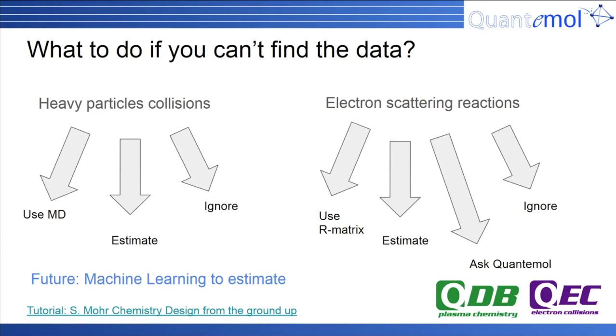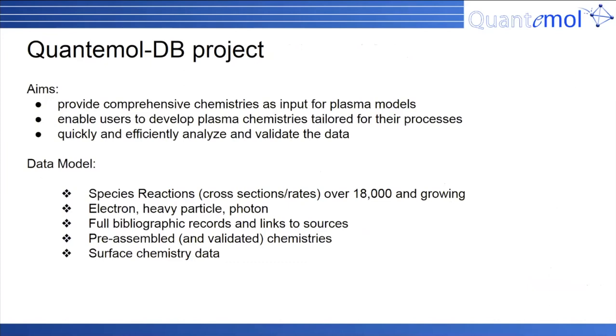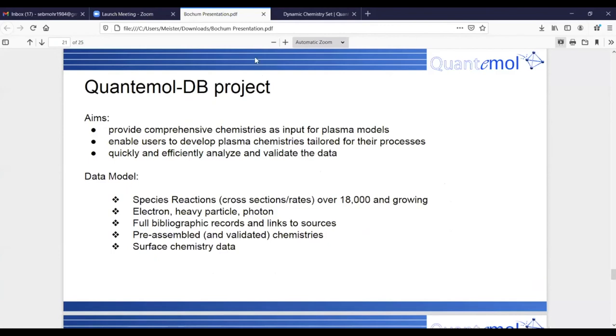Of course, we are always happy to help. And one place where you can maybe start looking for data, for this I'd like to refer to our Quantemol database, which started just as a kind of collection of plasma chemistry data, so reactions and their rate coefficients for heavy particle collisions, and cross sections and weight coefficients for electron collisions. However, we are in the process of amending this mere collection of data with some tools. Maybe I can show you what we currently have.